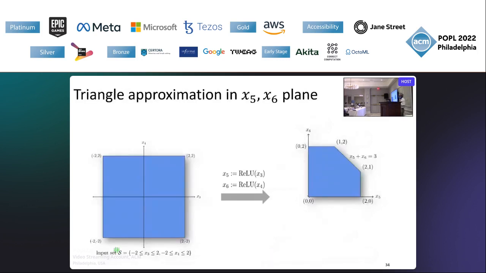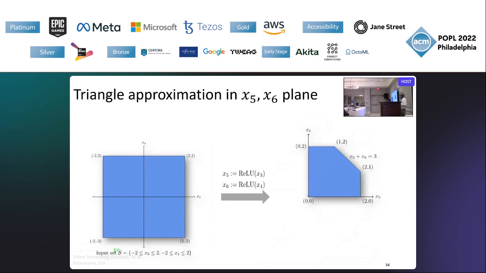So if you were to visualize this, what does the triangle approximation take? The triangle approximation treats each ReLU separately. So in this case, x3 and x4, it will consider only the box constraints on them. So the input will look like a square in this case, and then you apply the two ReLU transformations for x5 and x6 separately, and what you get, if you visualize it in the x5 and x6 output plane, is a pentagon, right? This is less precise because, as I mentioned, you are ignoring the relationship.